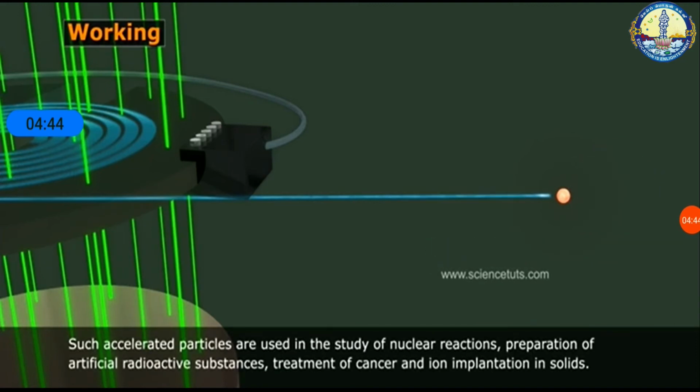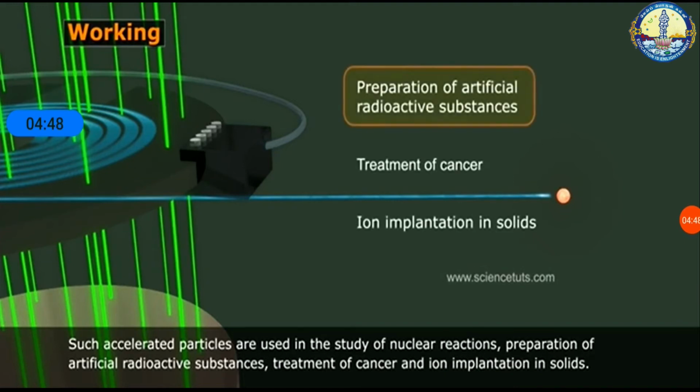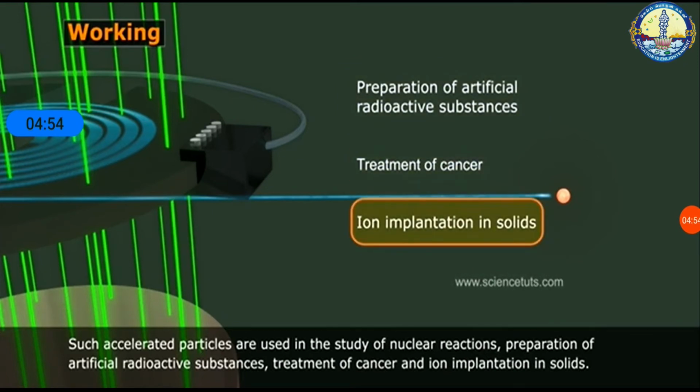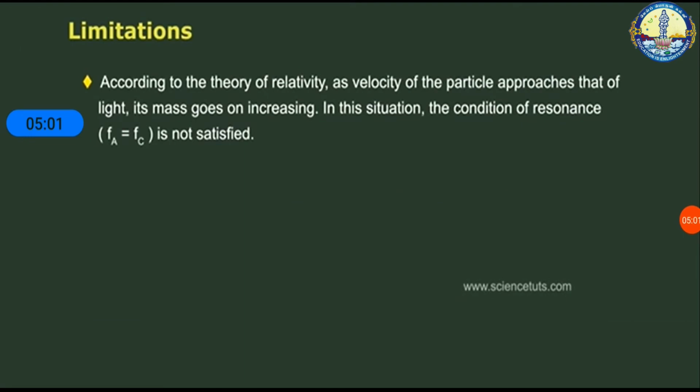Such accelerated particles are used in the study of nuclear reactions, preparation of artificial radioactive substances, treatment of cancer, and ion implantation in solids. So it has limitations. The speed of the ion is limited. Electrons cannot be accelerated. Uncharged particles cannot be accelerated.